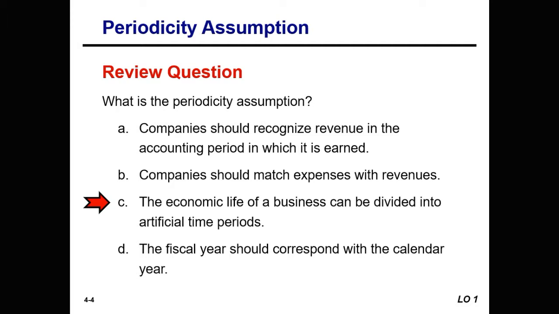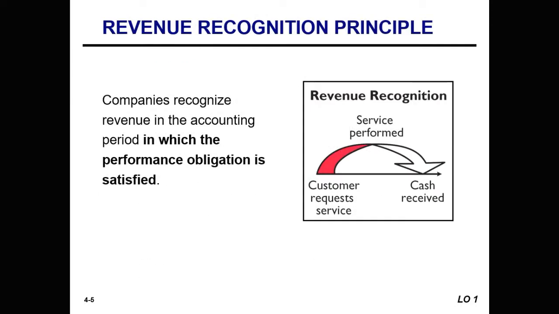Proper reporting requires an understanding of the nature of a company's business. There are two principles that are used as guidelines in accounting. The first is the revenue recognition principle. The second, which we'll talk about here shortly, is the expense recognition principle.